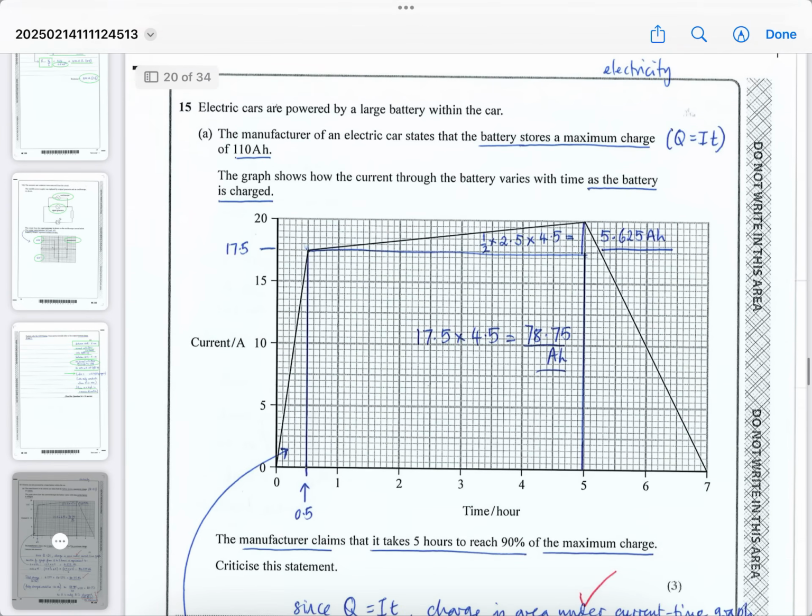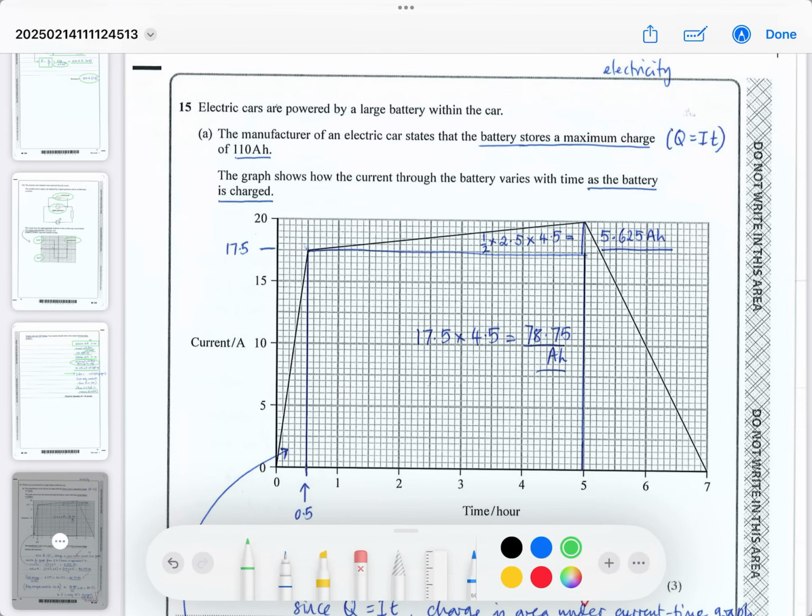And question 15 is another electricity question, where it says electric cars are powered by a large battery within the car. The manufacturer of an electric car states that the battery stores a maximum charge of 110 amp hours. So with large batteries, we actually measure the amount of charge stored. Remember, charge is current times time, but instead of using amps and seconds, we use amps and hours. So 110 amp hours means the battery could give 1 amp for 110 hours before it runs out of charge.